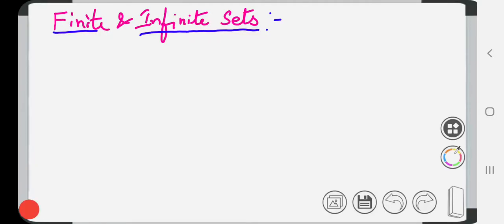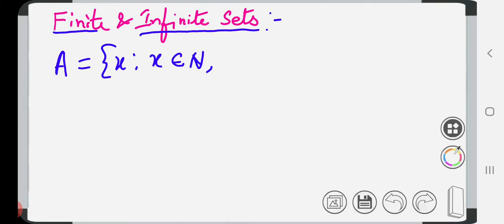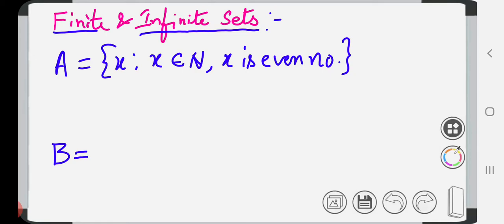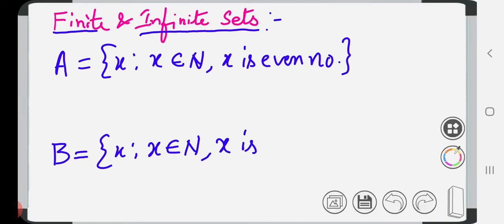Now we are discussing finite and infinite sets. Consider this example: A is the set of X such that X belongs to N, X is an even number. And consider another example: B is equal to the set of X such that X belongs to N, X is an even number and X is less than or equal to 10.